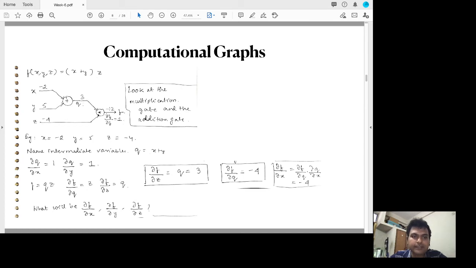So if these points are clear, this means that this multiplication is doing a sort of switching at its end. If two variables are multiplied, a and b, then the change in q in this case is dependent on the value of z, and the change in z is dependent on the value of q. This is an intuitive way of thinking of it as a gradient switching: how much I will change z will depend on q, and how much I will change q will depend on z.